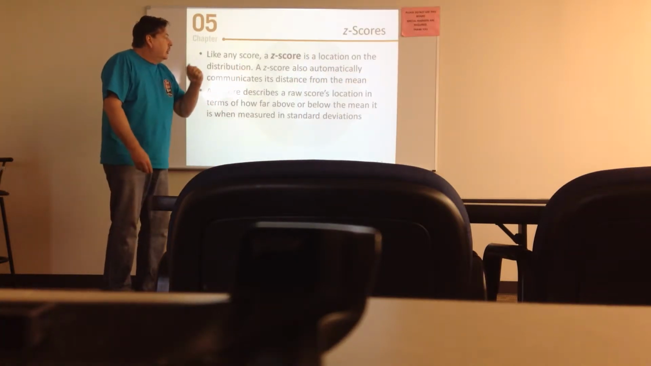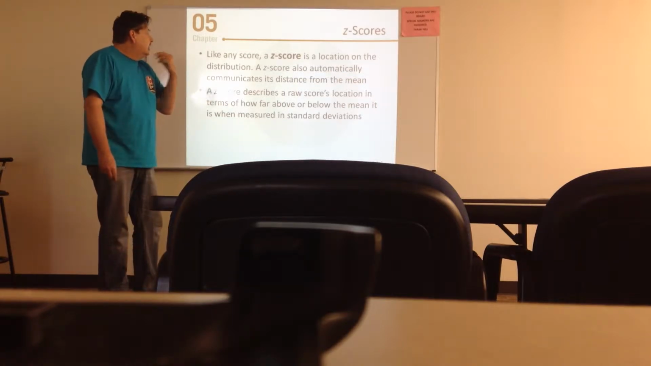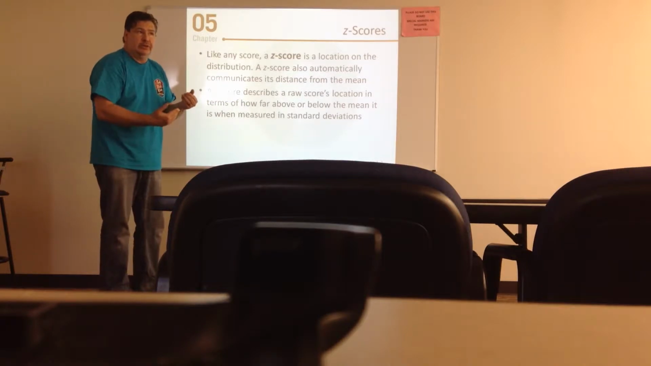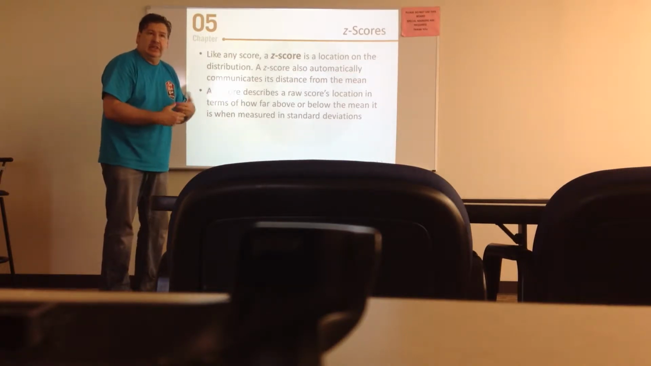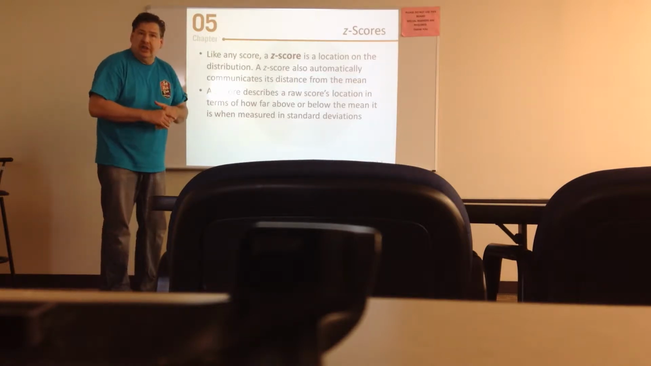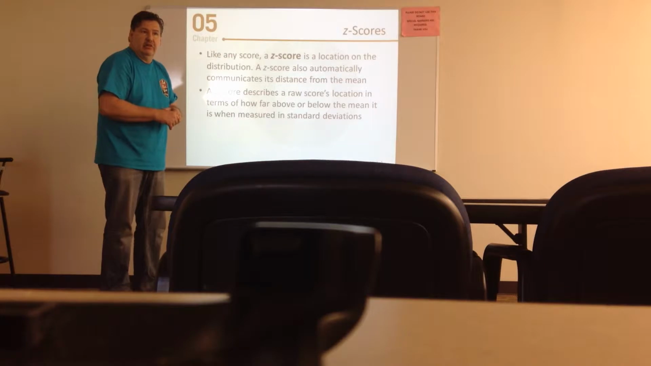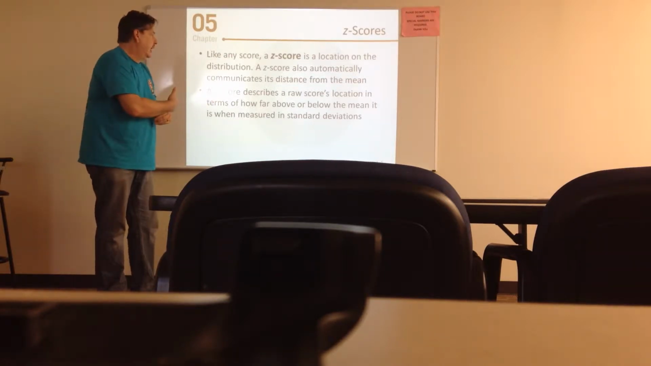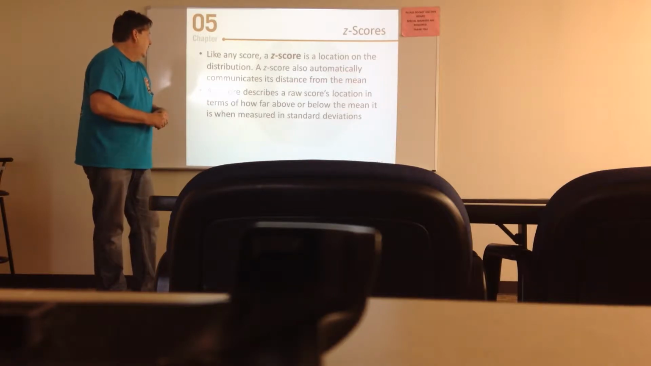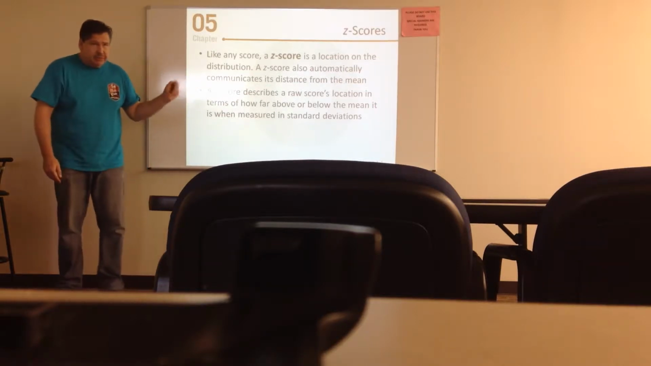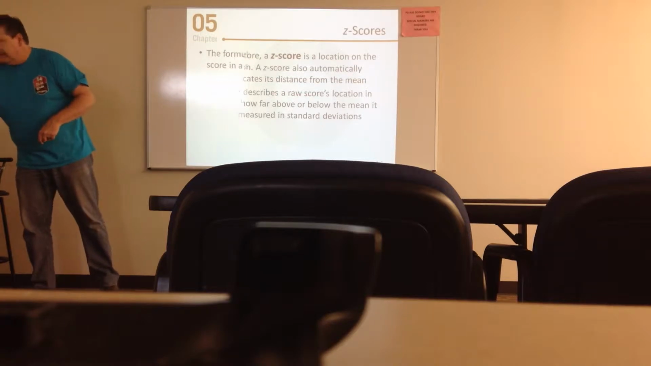Like any Z-score, location is relative to the distribution. So a Z-score can be anywhere on that distribution, and we've made it pretty easy with Z-scores. We've put the mean at zero with a standard deviation of 1. So we'll have positive numbers and we'll have negative numbers. A Z-score describes a raw score's location in terms of how far above or below the mean it is. And it is measured in standard deviations, like I said.